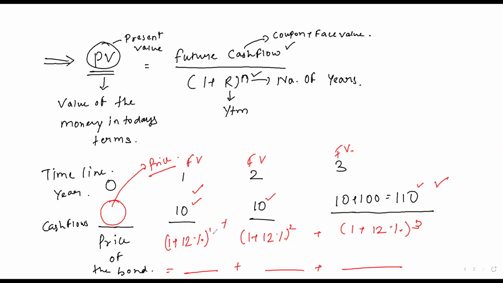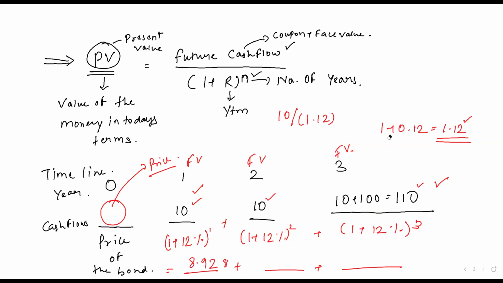So what you need to do? 10 divided by 1.12. What is 10 divided by 1.12? Give me this value. 10 divided by 1.12, because 1 plus 12% is what? 1 plus 0.12, and that is 1.12. 10 divided by 1.12 square, and 110 divided by 1.12 cube. So what is this? 8.9. Correct, everyone? 8.928. Very good.